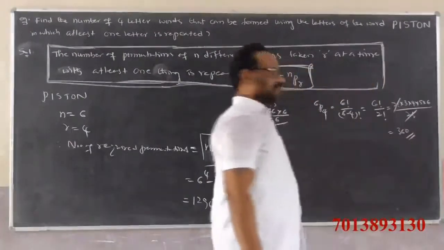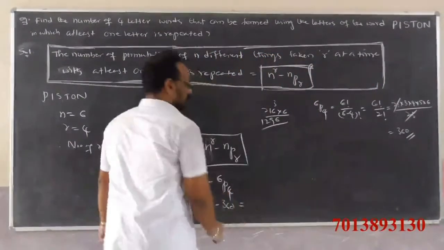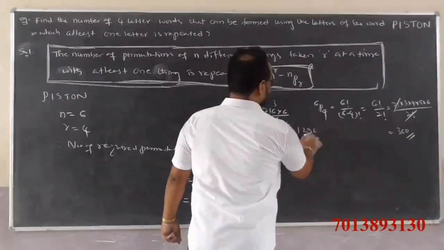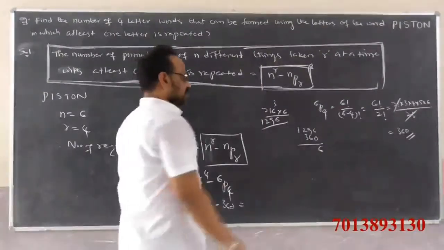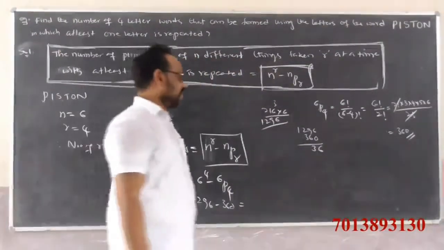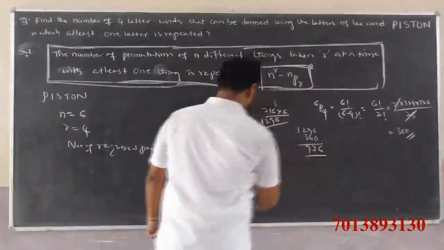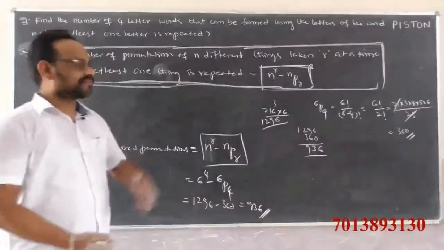Clear. 6 factorial by 2 factorial is how much? 360. Subtracting, 1296 minus 360, that is 936. So observe here.